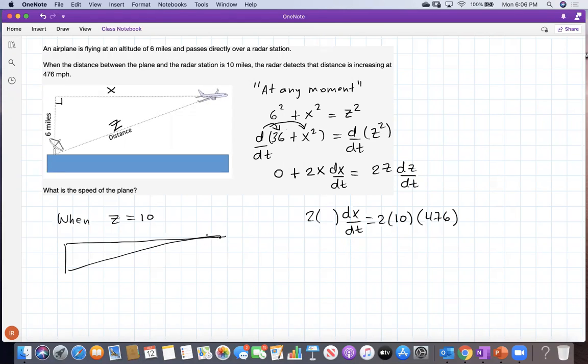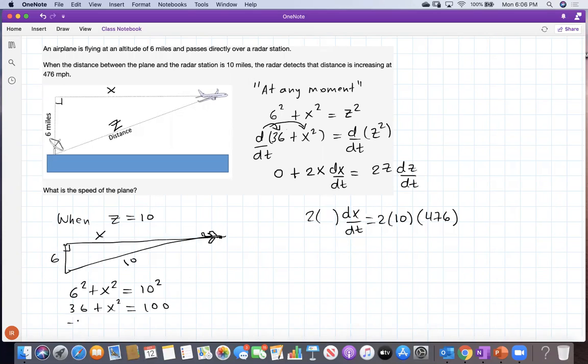What is x? When z is equal to 10, then I'm going to have this situation, right? A new triangle. The plane is going to be now here. It should be 10. This is always 6, altitude is constant, and I need to find x, right? So in this triangle now, applying the theorem of Pythagoras, 6 squared plus x squared equals 10 squared, not hard to figure out what x should be, right?